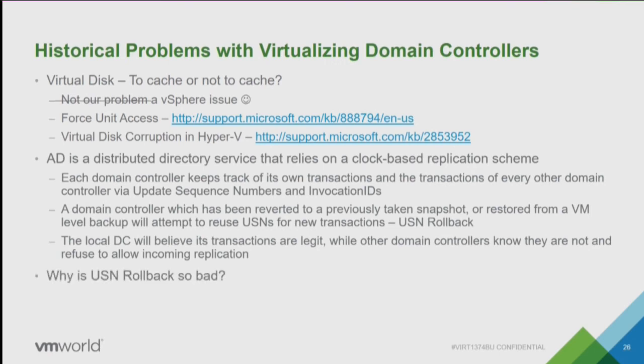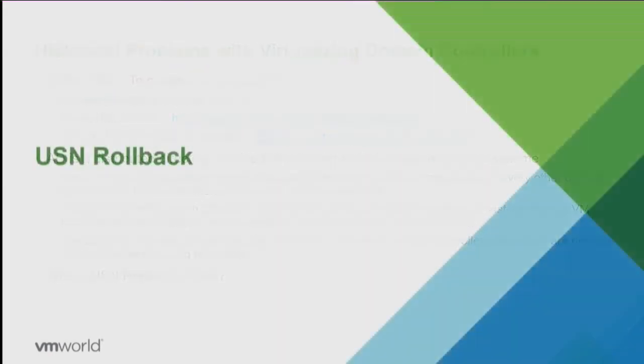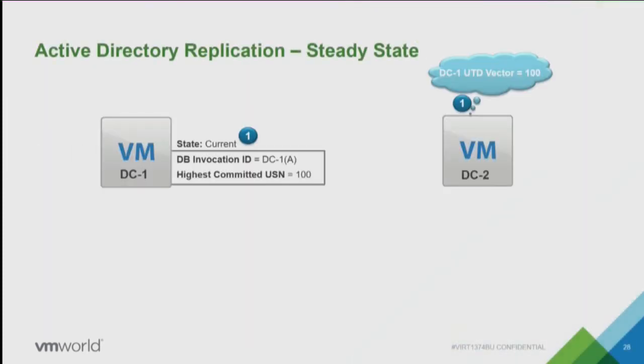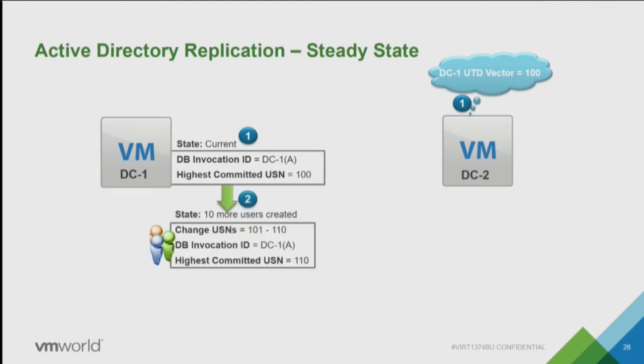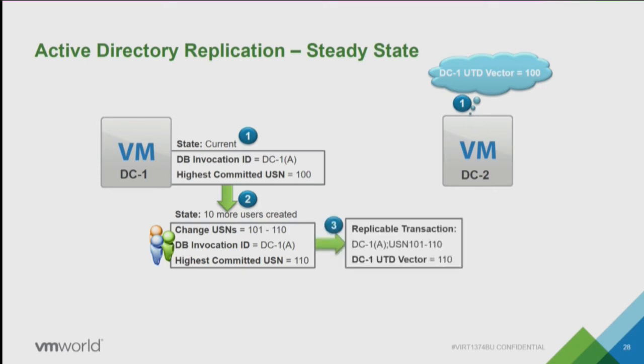So what we're going to do quickly is show you what this looks like graphically. We were going to show it in a demo, but just not enough time. All right, so here's sort of known good state. I've got invocation ID A here and USN 100, highest committed transaction. DC1, DC2. They both know the same USN. Let's say I create 10 users, so I've created 10 transactions that I need to replicate. USN has increased. It's going to replicate it over to DC02. DC02 is going to say, oh, I accept this. These are good transactions. I'm going to update mine as well. So now we're both at 110.